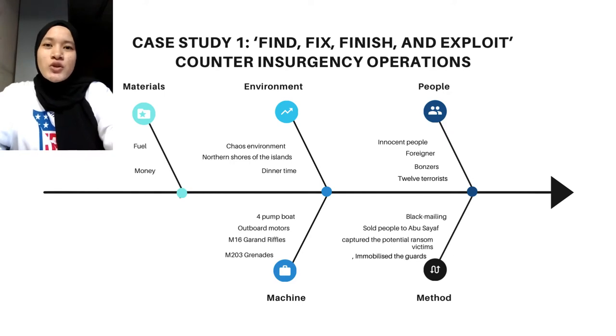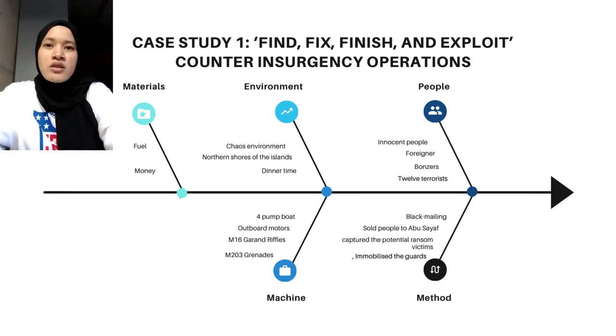There are several machines used by terrorists to accomplish their mission. The machines used by terrorists are 4 pump boats as vehicles to carry the victims they have kidnapped. They use 4 pump boats as their transportation because kidnapping activity carried out by terrorists will often be carried out at sea, by motor or boat. On the other hand, they are used to speed up their movement in the ocean so that their mission is successful.